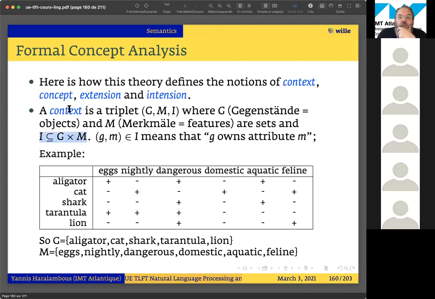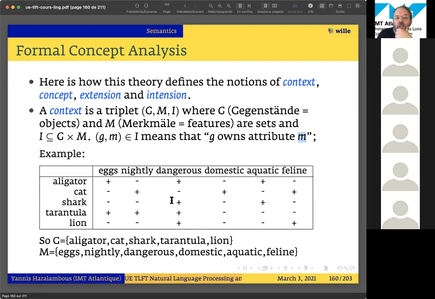I define a context as a set of objects, a set of features, and a set of combinations of those two. And these pairs in I, having this pair means that the object G owns attribute M. So it's a binary relation between a feature and an object.